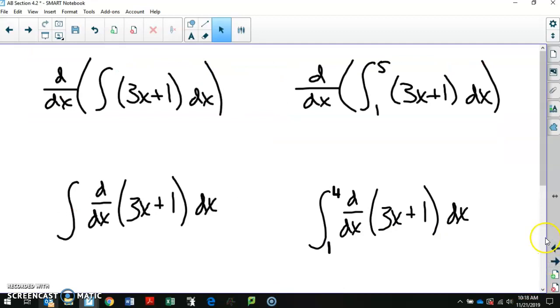Here are a couple of practice problems where we're trying to apply the fundamental theorem to come up with a simple answer. So pause the video here for a moment and see if you can come up with answers to these. Then come back when you're finished.